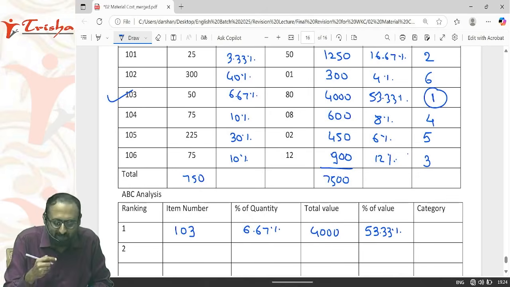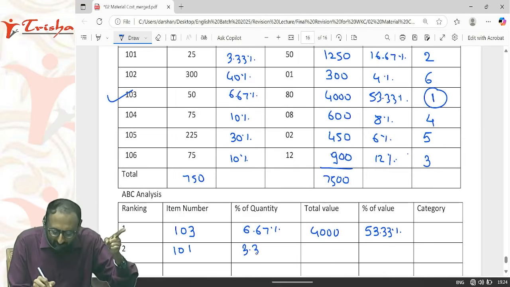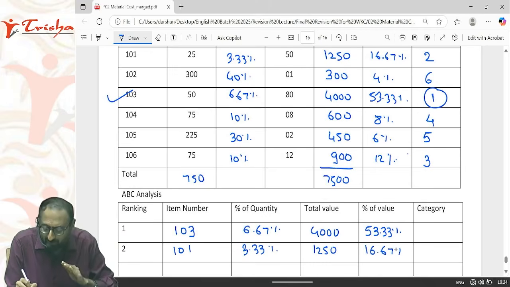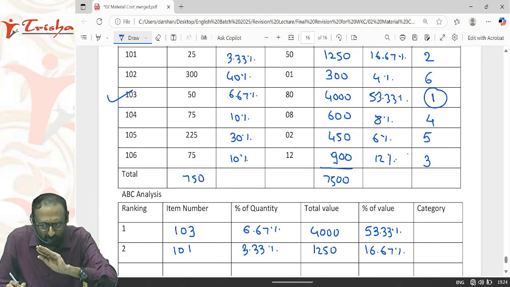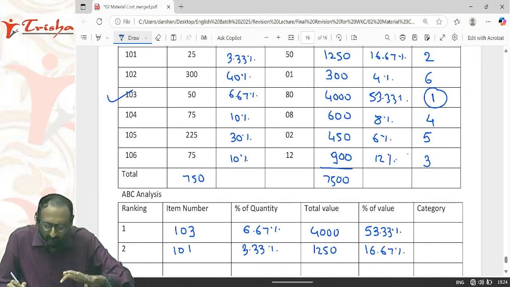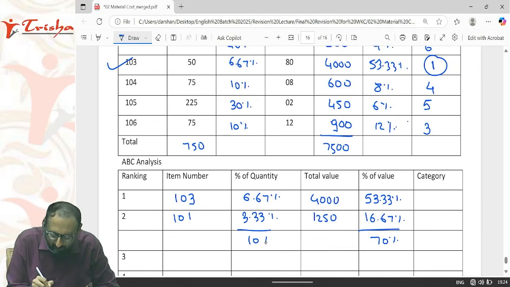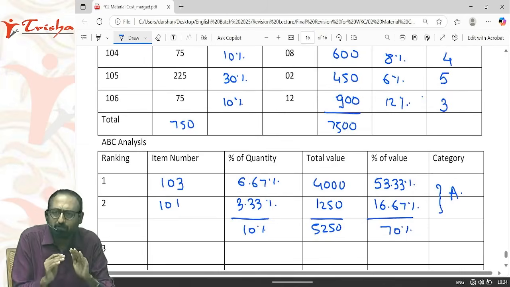So, Sirji, go to the second rank product. Which one is your second rank product? Is it 101, Prabhu? 3.33 is the percentage of quantity. Amount will be 1250 and amount percentage 16.67%. Take total 53.33 plus 16.67%. Is A category over, sir? Done, Sirji. I'll take a total here of 70%. Quantity will be 10%. Amount will be 5250 and it will be your A category. Correct, Prabhu? Then the same sequence is to be followed.